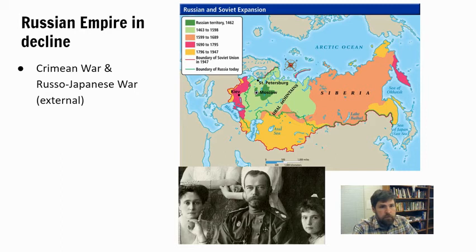So an external factor that led to the decline and fall of the Russian Empire was its failure in two different wars. The Crimean War that I talked about earlier, where the Russians got their butts kicked by the British and the French, who were helping out the Ottoman Empire. And then also the Russo-Japanese War, which we talked about in an earlier lecture, where the newly modernized and industrialized Japanese state was able to handily defeat the Russians in 1905.